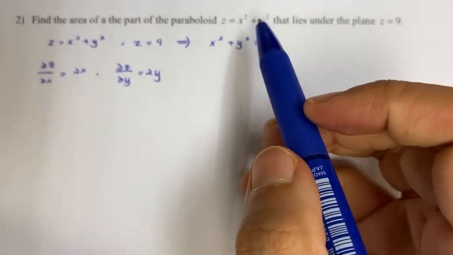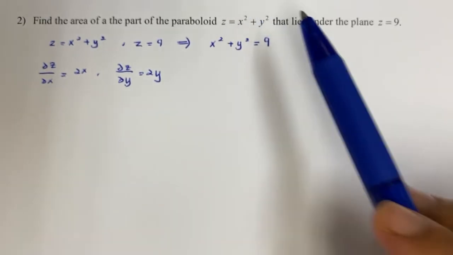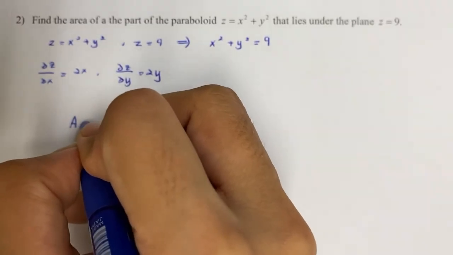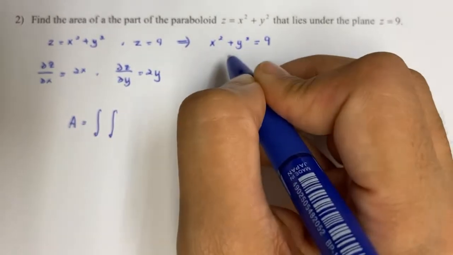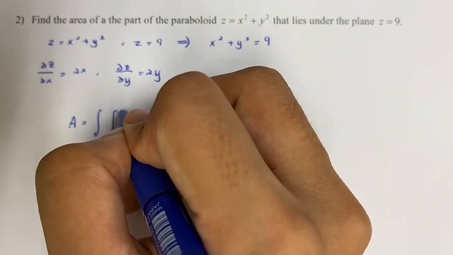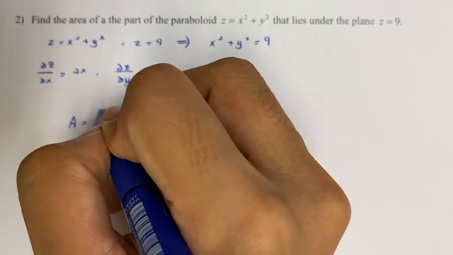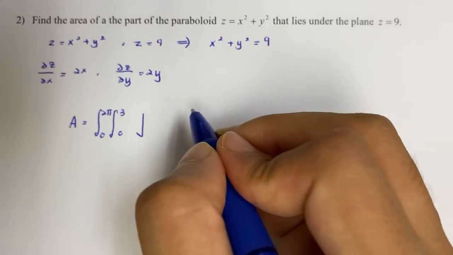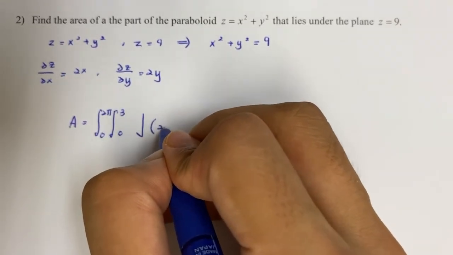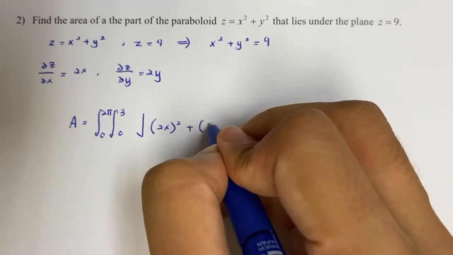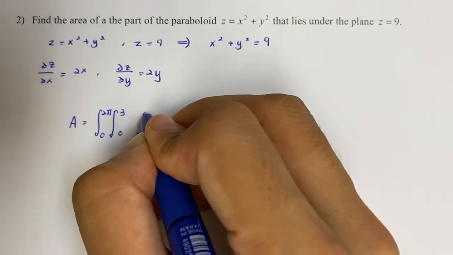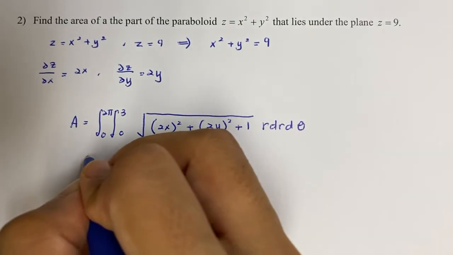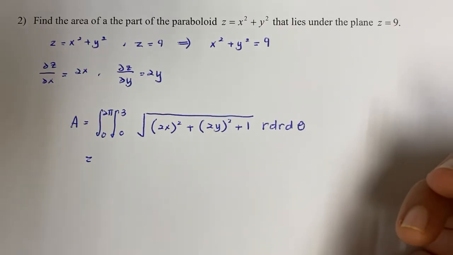Okay, since we can write z in terms of x and y, we can use the special case formula. For the special case formula, we have A is equal to double integral. The r limit is from 0 to 3 and the theta limit is from 0 to 2 pi. Then substitute into the formula: square root of del z over del x square plus del z over del y square plus 1, then dA. dA is r dr d theta. Okay, try to continue from here and see what the answer is.